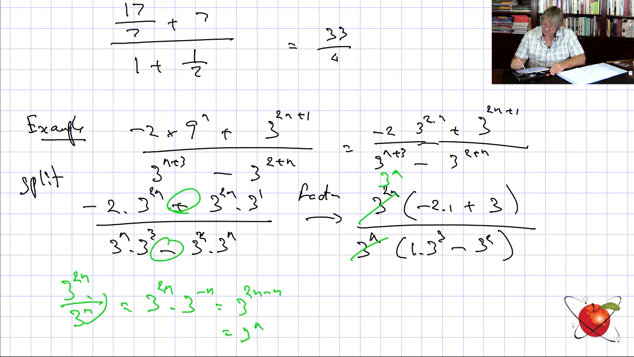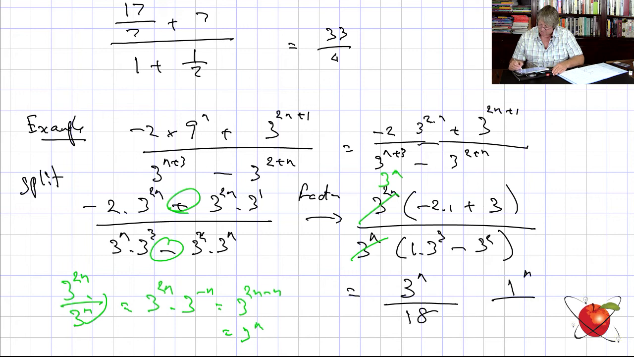Okay? So that cancels, and what am I left with in brackets? You work that out, minus 2 plus 1. I'm going to end up with 3 to the n over, and I've done it already, 18. Oh great, that 3 and 18 can cancel, hey? So that leaves me with 1 to the n over 6, right?